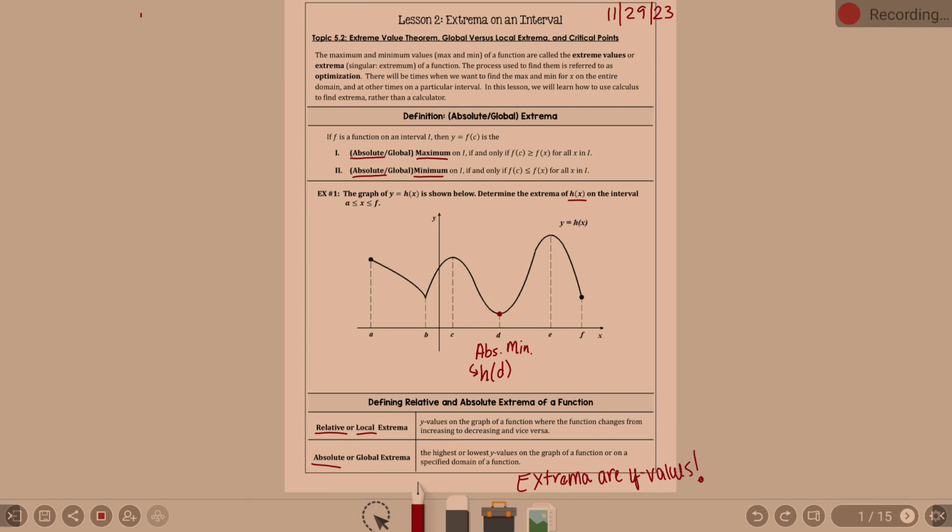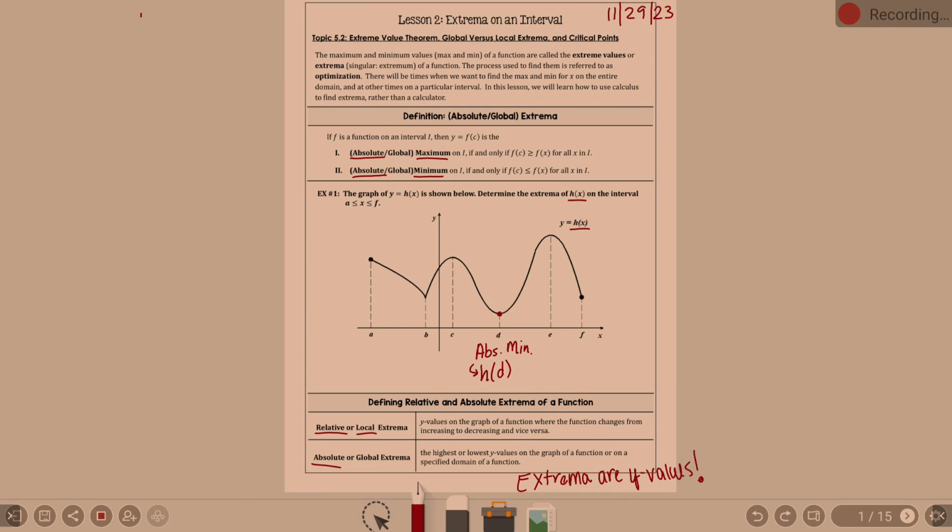Interesting enough, I didn't catch it last year. In my notes, I have it listed as f of D. Now, you understand what I mean, though, right? The only reason I'm being specific in saying h of D is because that's what the graph is called. So I should use the appropriate name. Why did they mix up the F and the E? Just to torture us. Okay, that's our absolute min.